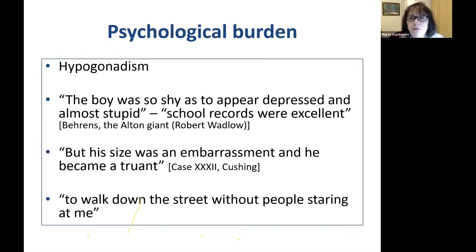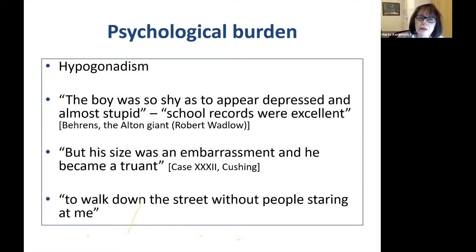The giants also suffer from psychological burden. I mentioned that quite a few of them have hypogonadism, which means that they don't go through puberty properly. And that gives quite a lot of stress, comparing themselves to their peers.